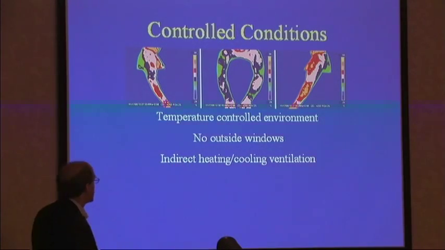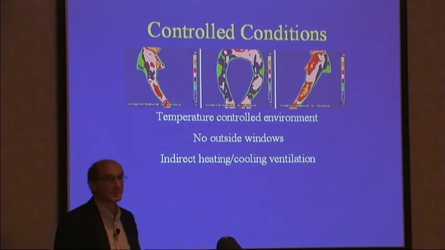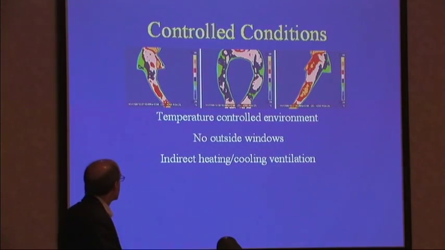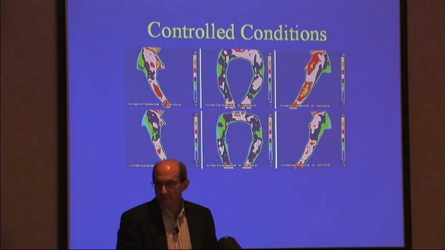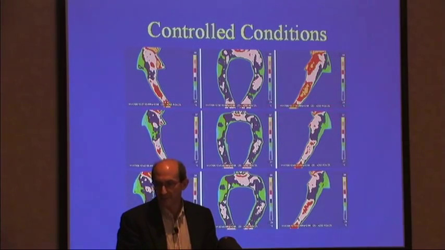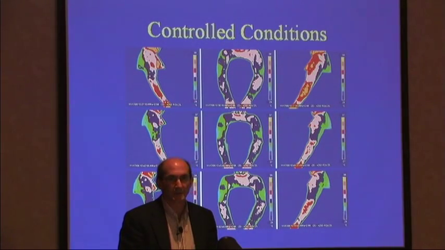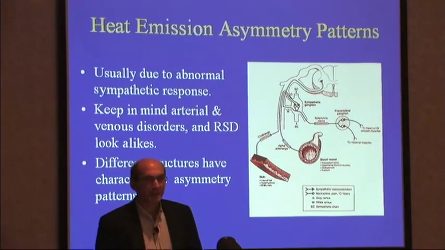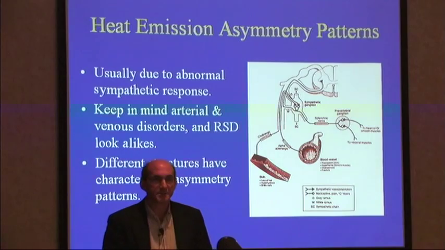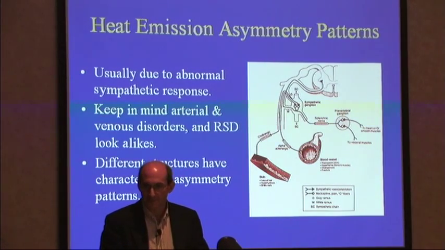Now, we like to do our studies at 15-minute intervals. We like to repeat them so that we know what's going on with physiology over continued stress. So here we have an example of an asymmetry pattern where it's not showing up in all views, but we see it in the dorsal aspect of the arm and forearm. But as we go along, the patient eventually equilibrates. So this is a patient that has a sluggish sympathetic response. Heat emission asymmetry patterns are usually due to an abnormal sympathetic response.